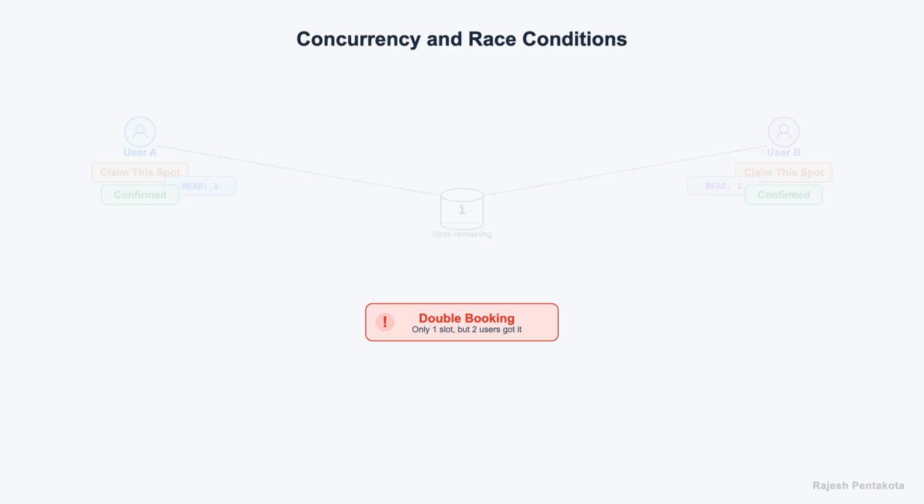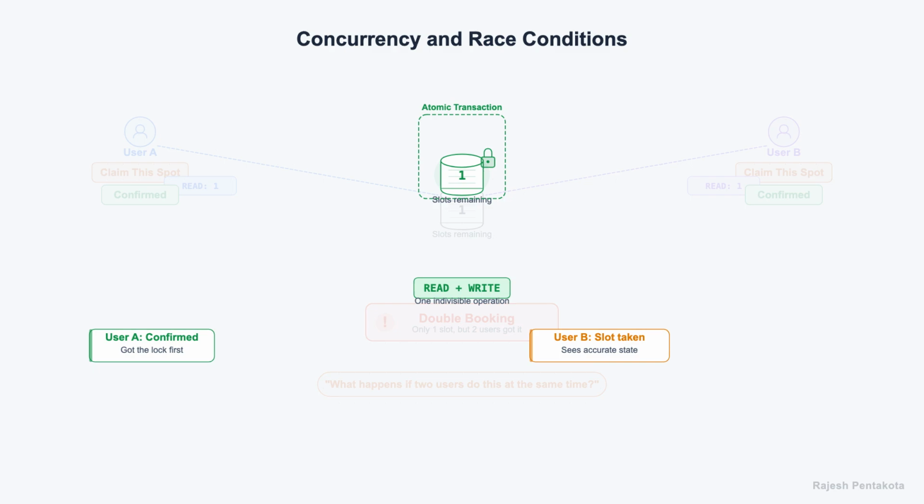Anytime a user action reads a value and then updates it, ask your engineer one question. What happens if 2 users do this at the same time? The fix is an atomic transaction. The read and the write happen as one indivisible operation.